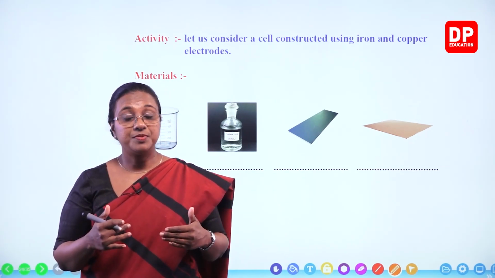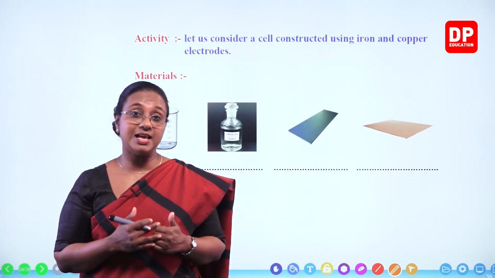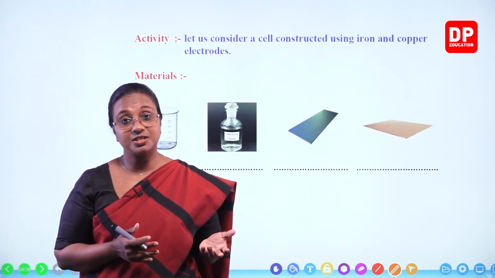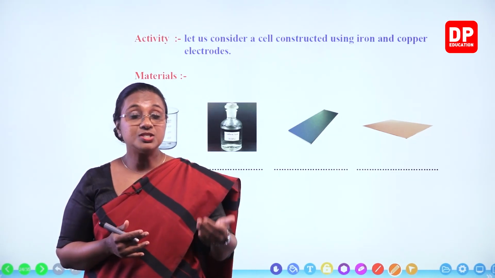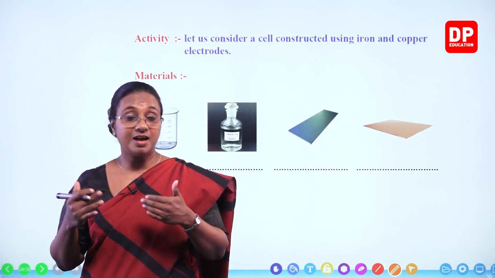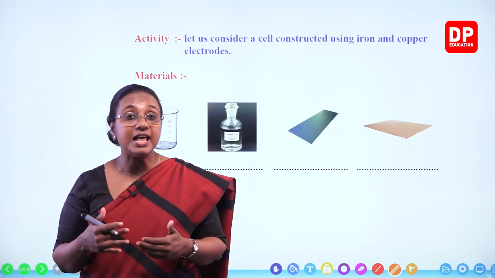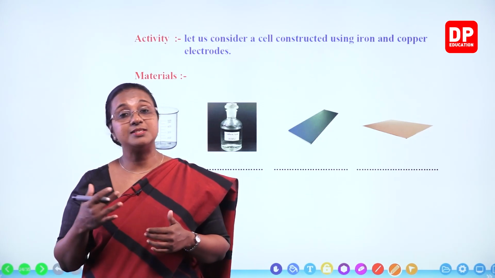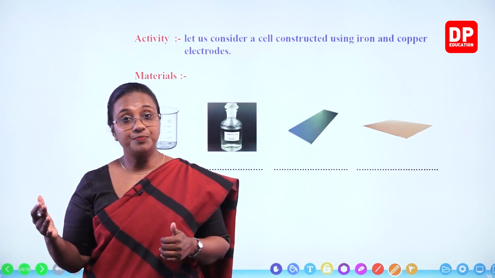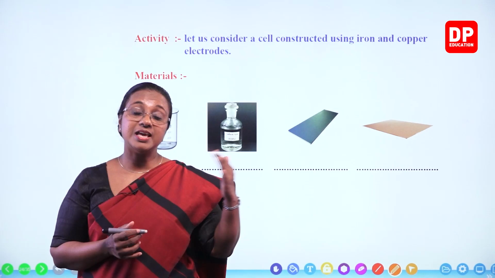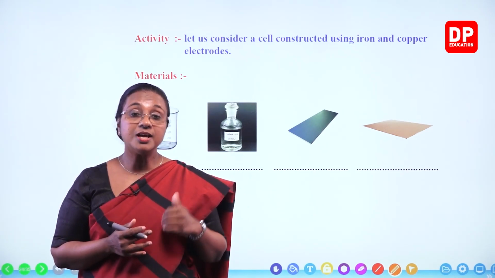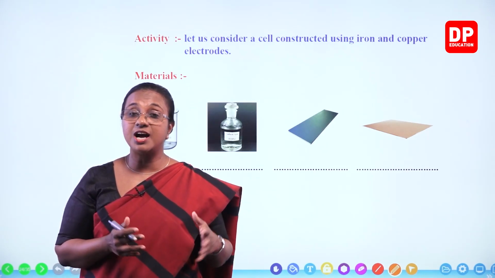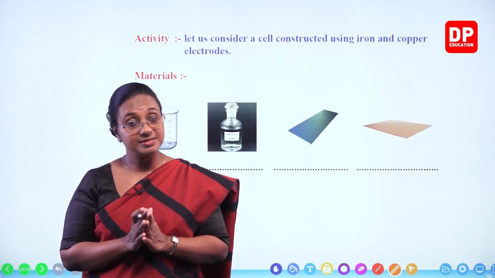The same way, when a species gains electrons, we call it reduction. The species that gains electrons undergoes reduction. The electrode where the reduction takes place is known as the cathode. And because the species takes up electrons from the cathode, it becomes positively charged in an electrochemical cell.